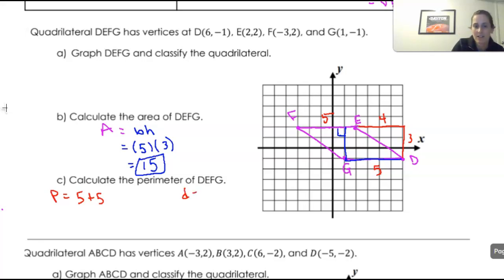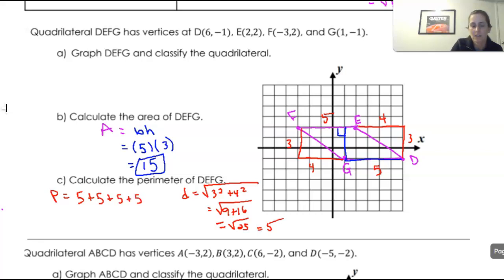Either way, I'm going to do distance formula. I'm going to use the Pythagorean theorem version. I have 3 squared plus 4 squared, which is 9 plus 16, which is 25. So the square root of 25 is 5. And if I do the right triangle for the other side, same dimensions, 3 and 4, we already did the work. So it'd be plus 2 more 5s. And essentially 5 times 4 is 20.